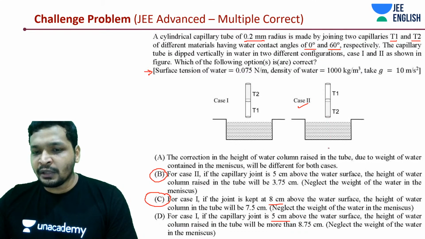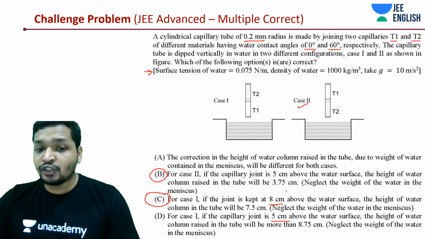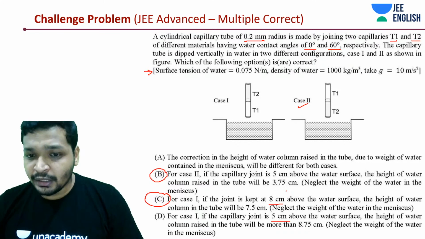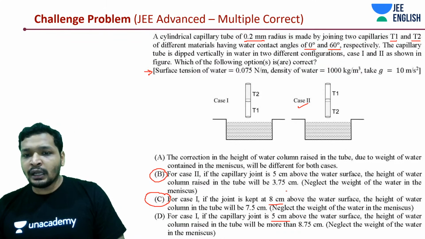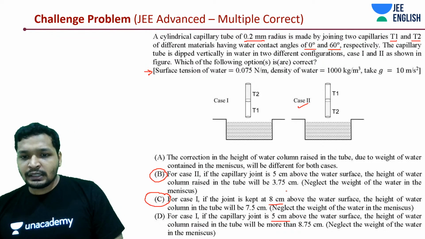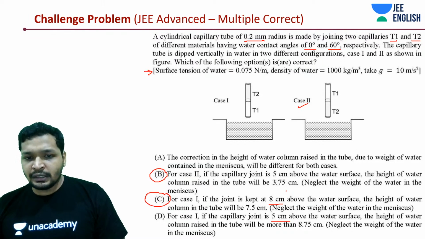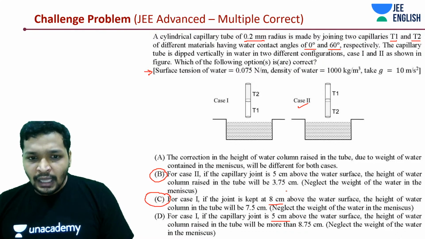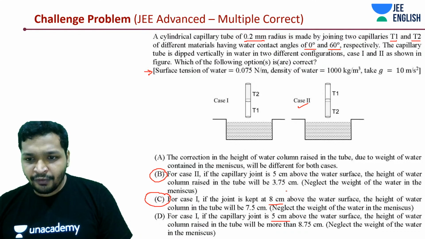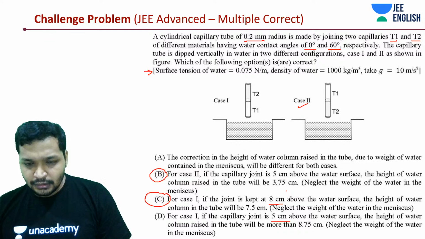Think about it, it's dipped in the water and the whole joint is 8 centimeters above. And for the second one, the whole joint is 5 centimeters above. The height of the water raised in the column will be more than 8.75 centimeters.